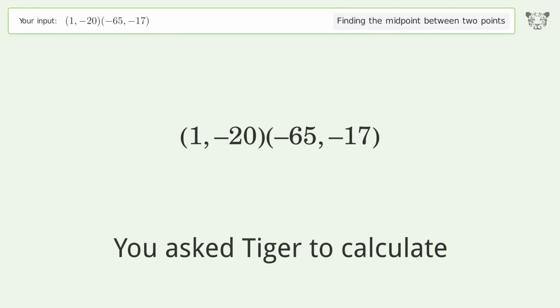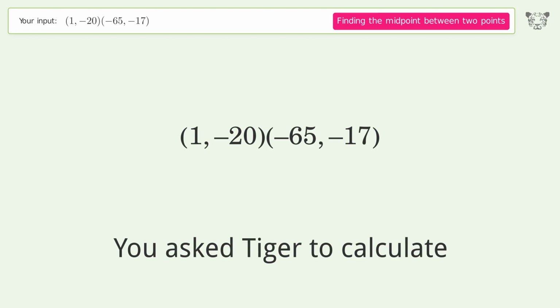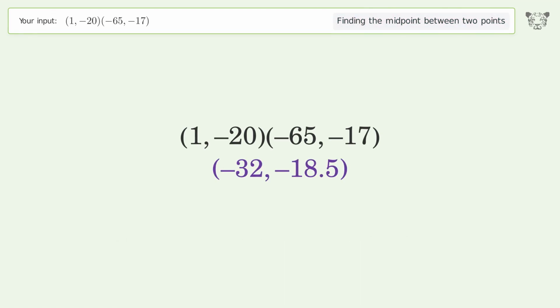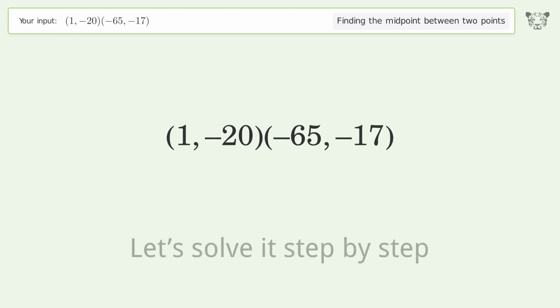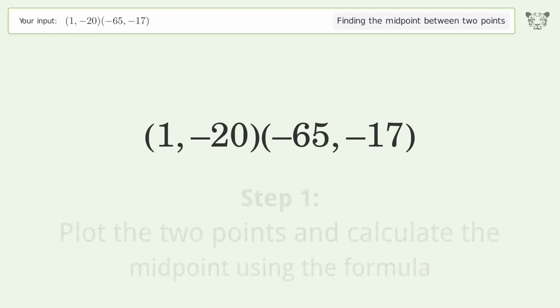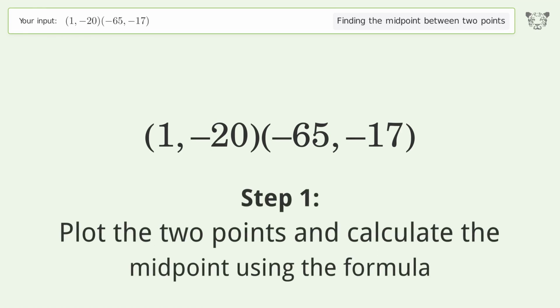You ask Tiger to calculate. This deals with finding the midpoint between 2 points. The midpoint between the 2 points is -32, -18.5. Let's solve it step by step. Plot the 2 points and calculate the midpoint using the formula.